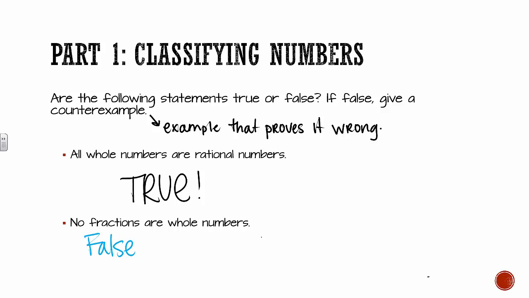And we need to give a counterexample. So a number like 10 over 5, that's a whole number. That equals 2. And 10/5 is a fraction. So there's our counterexample to prove that wrong.